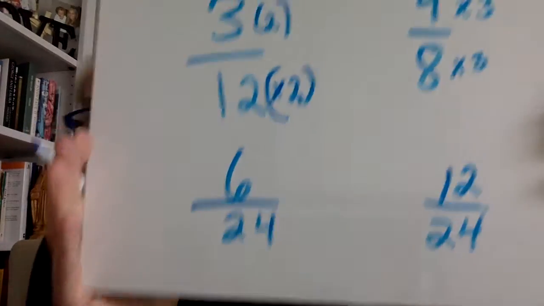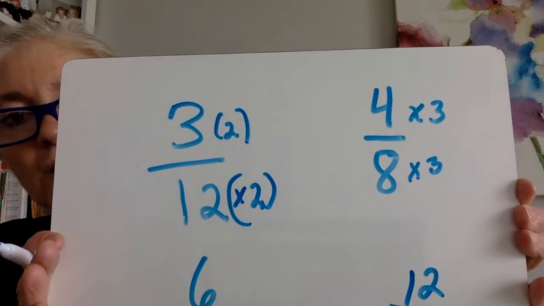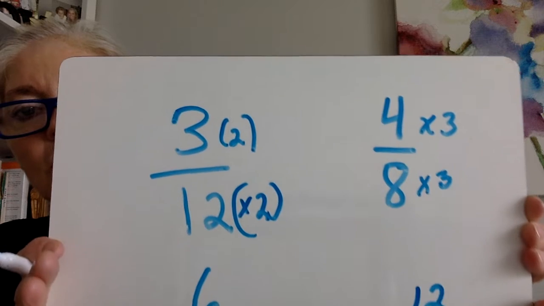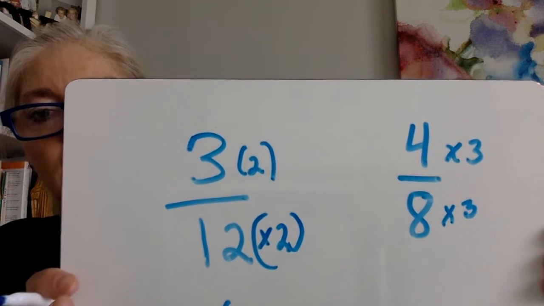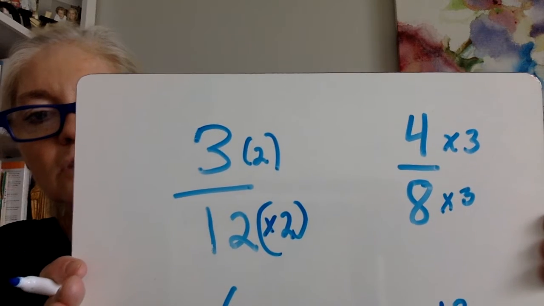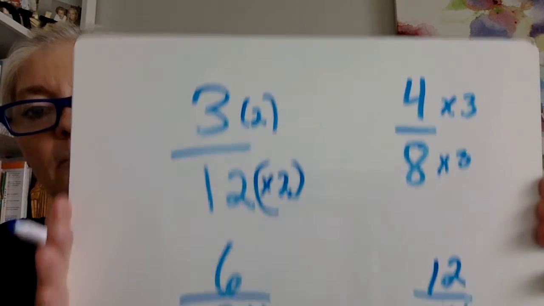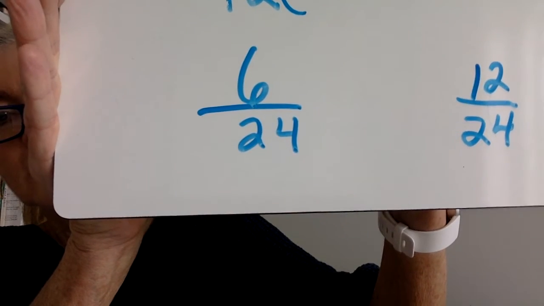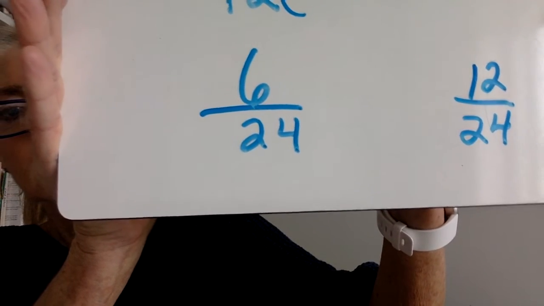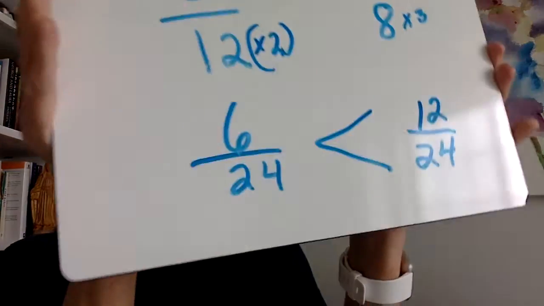So now look at the first two fractions, 3/12 and 4/8. Those were hard to compare. It was hard to look at those and decide which one was bigger, smaller, or were they the same. But now look at the fractions: 6/24 or 12/24. That's a piece of cake. 6/24 is smaller than 12/24.